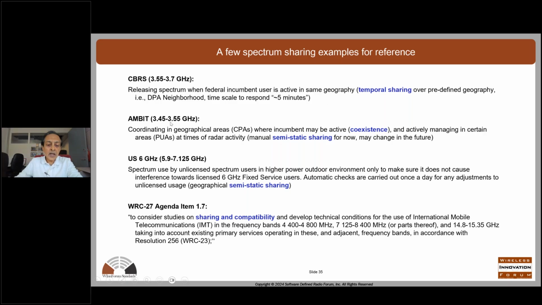Then if we think of AMBIT, again, as Andy mentioned before, there are two types: the coordination planning areas, where the incumbent may be active, but we're maintaining separation distances.